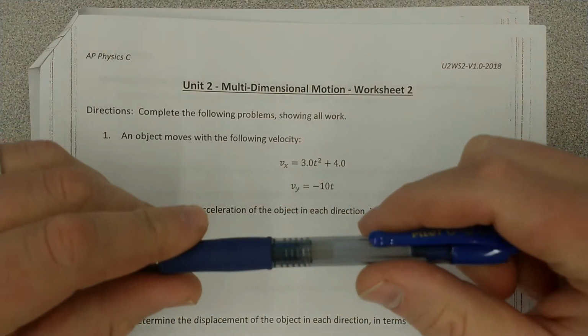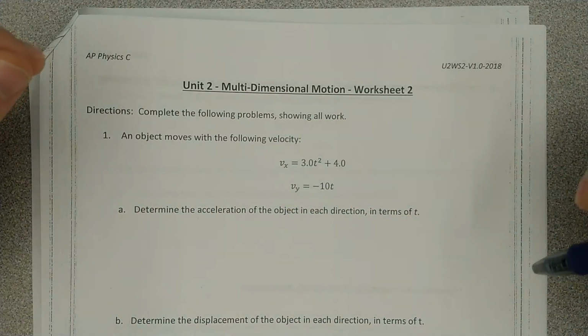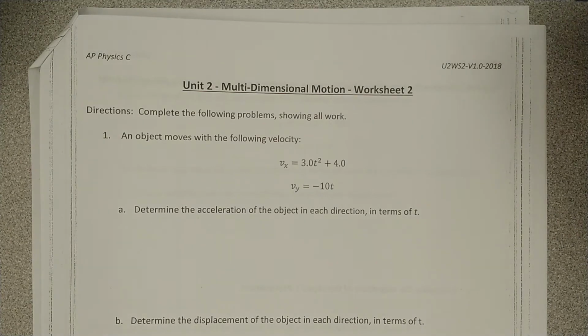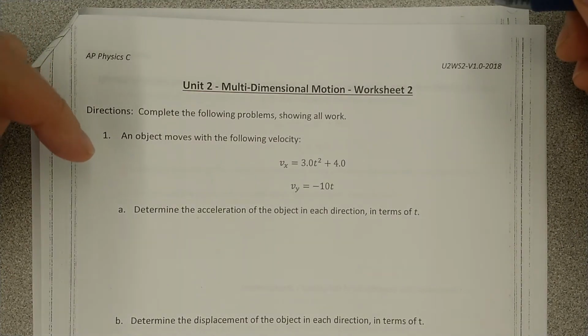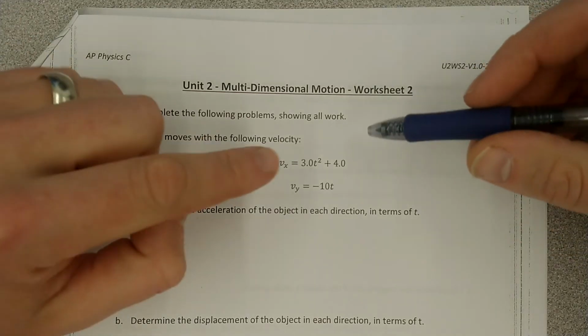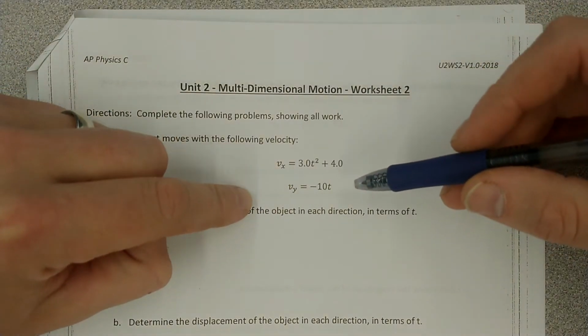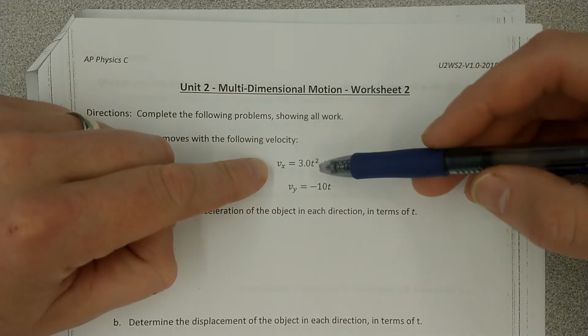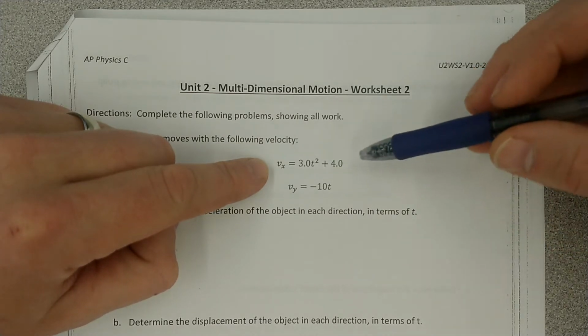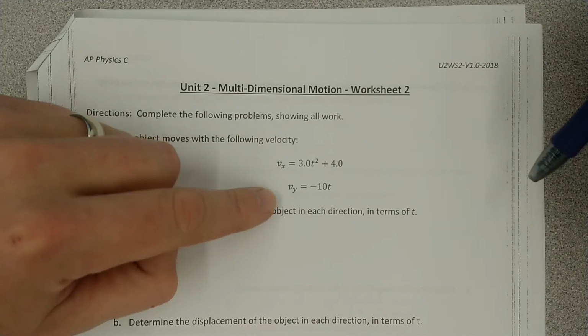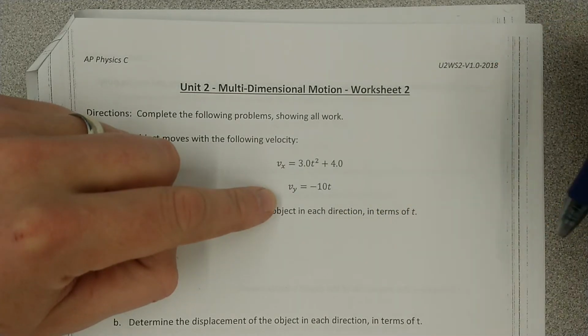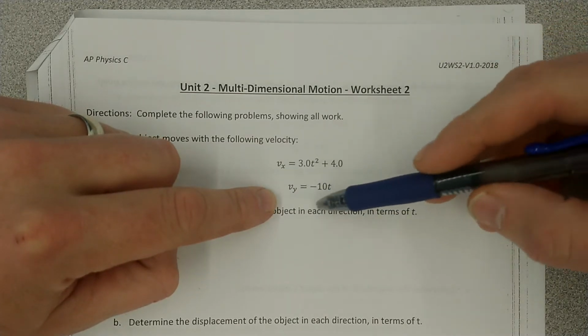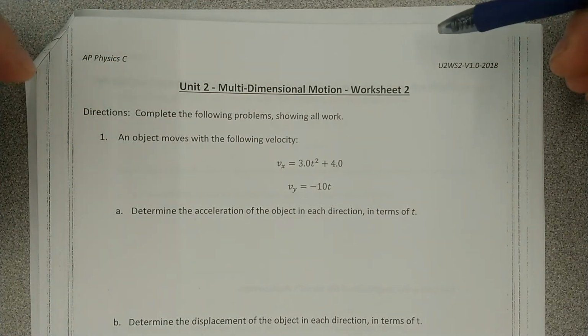Okay, AP Physics C, I just want to quickly introduce this worksheet to you. So an object moves with the following velocity. It's two-dimensional motion, Vx and Vy. All right, so Vx, we see a nonlinear acceleration because it's proportional to t squared. Vy, we see a linear acceleration. So you want to kind of interpret this, right?